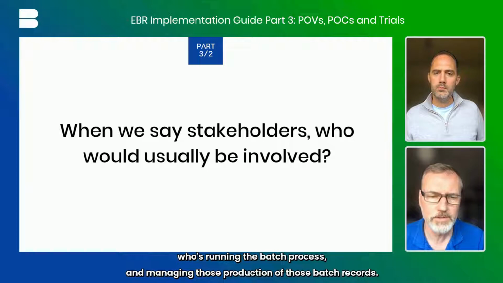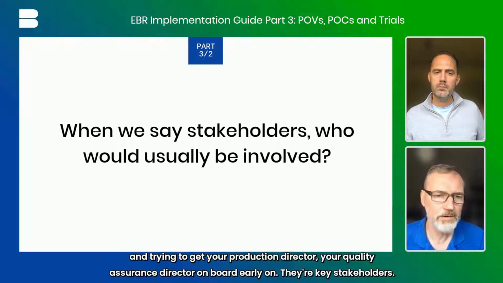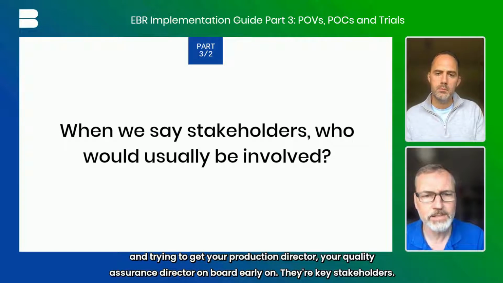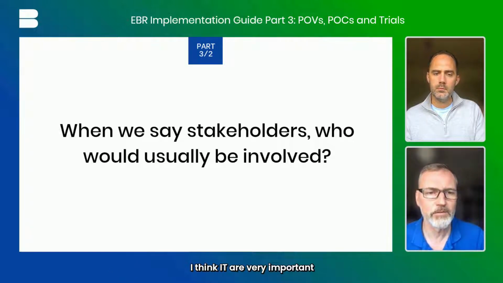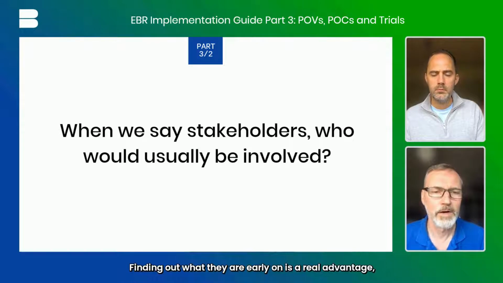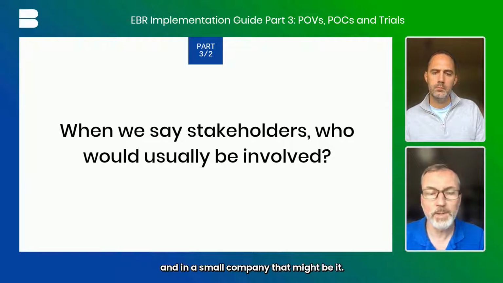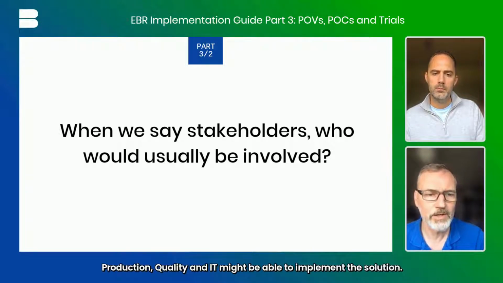of those batch records. Essential as part of that process is quality assurance. So trying to get your production director, your quality assurance director on board early on, they're key stakeholders. I think IT are very important because they usually have some constraints, some standards or requirements that systems have to comply with. Finding out what they are early on is a real advantage. And in a small company, that might be it. Production, quality, and IT might be able to implement a solution.